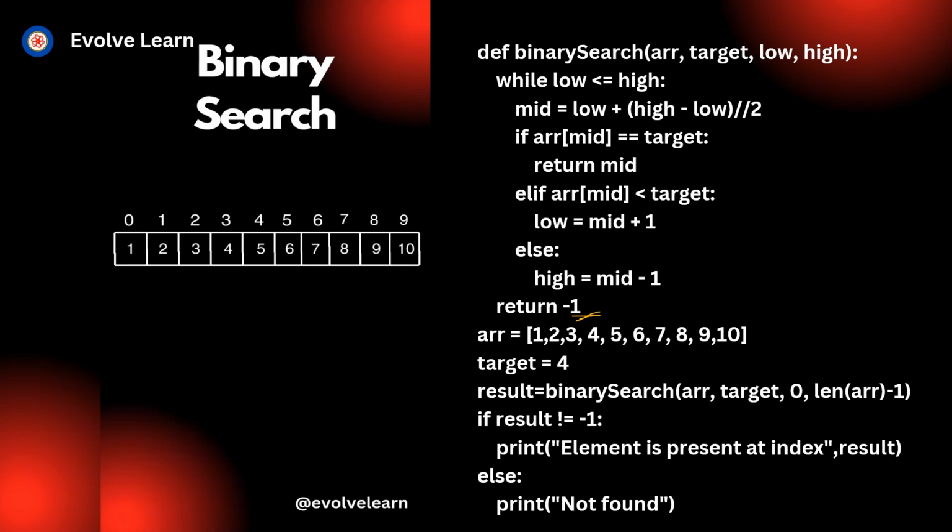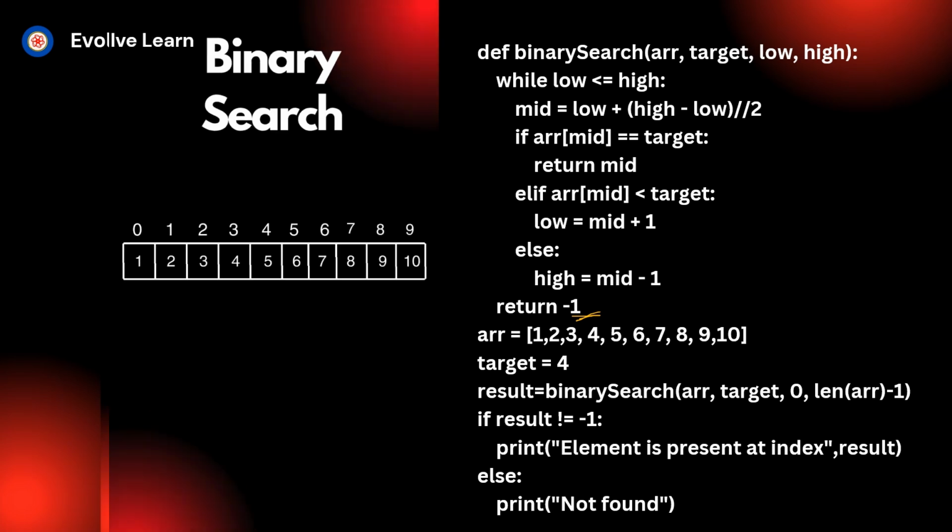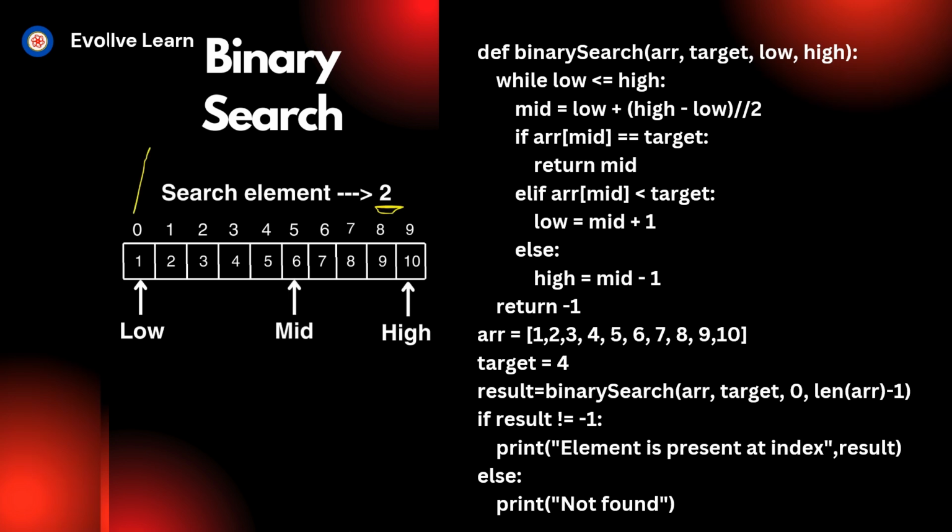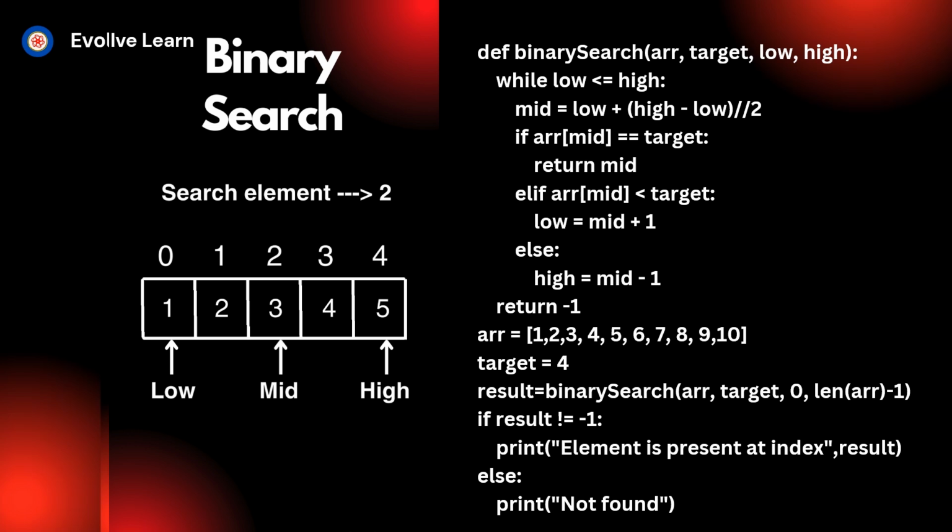In this animation, we have taken an array of size 10 and the element to be searched is 2. We check whether low is less than or equal to high, then we divide the array by using this formula. As the search element 2 is less than the mid, this part of the code is executed and we are going to repeat these steps until the searching element is found.